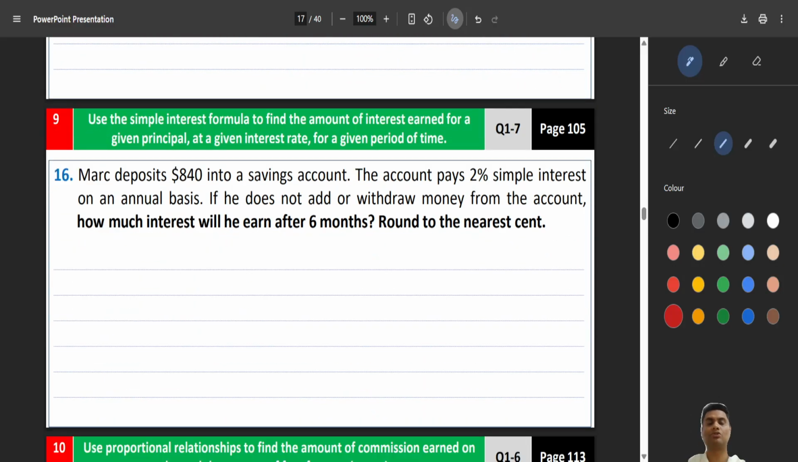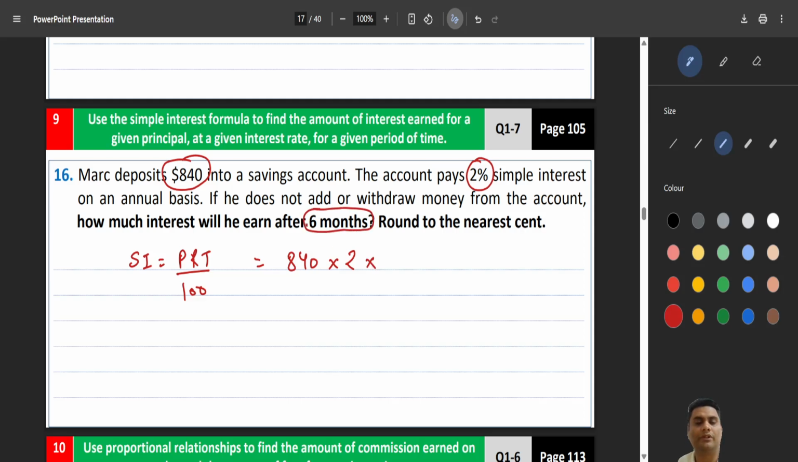Now one more question on simple interest. Simple interest is equal to PRT divided by 100. Yes or no? What is the principal here? 840. Check the numbers directly. What is the rate of interest? 2%. What is the time? 6 months. Oh, there is a problem. I told you the time should be in years, right? But here the time is given in months.